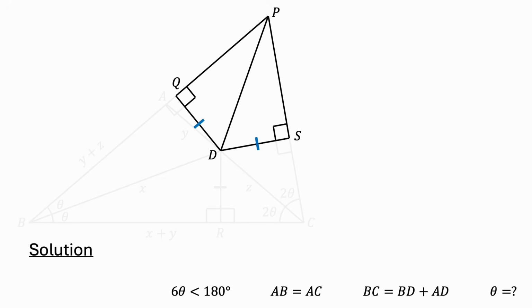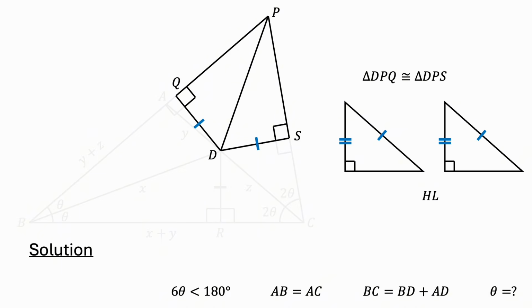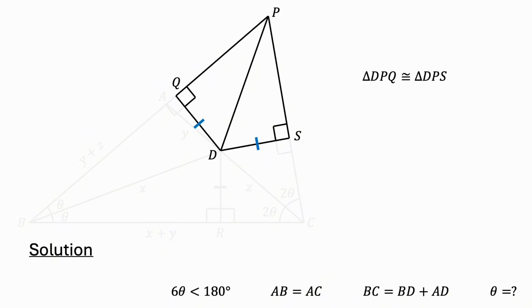Next, consider triangle DPQ and triangle DPS. We claim that triangle DPQ is congruent to triangle DPS. Since angle PQD equals angle PSD equals 90 degrees, DQ equals DS, and DP is common to both triangles, the two triangles are congruent by HL. Since angle DPQ and angle DPS are corresponding angles in congruent triangles, we have angle DPQ equals angle DPS.